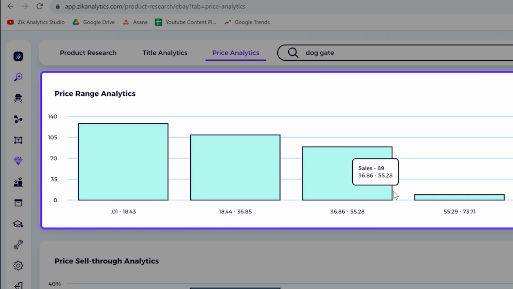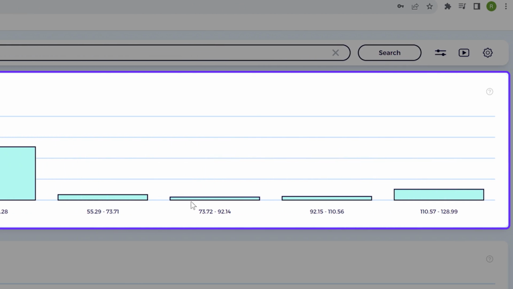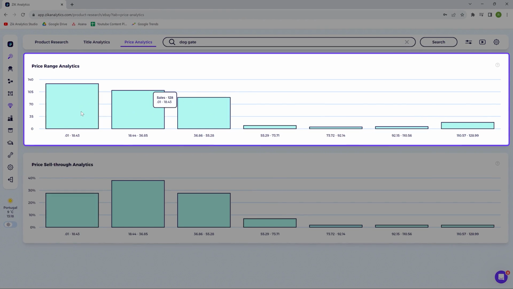$36.85, like this. Basically, what the price range is showing us is that if I'm going to sell in this niche, I would sell between 1 cent to $55. Above that, the sales just drop like this. So based on all this information, you can better understand what price range you have to be at to penetrate this niche and be more successful.